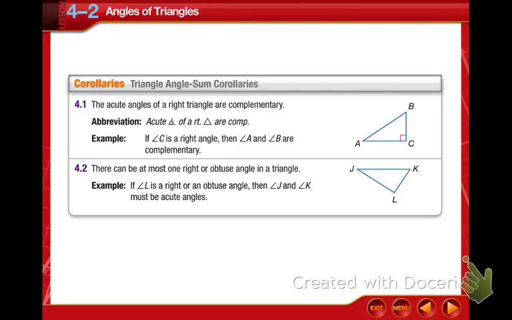The second one: there can be at most one right or obtuse angle in a triangle. Again, we know the sum of all the angles needs to be 180. If one of them is 90, there's only 90 left over for the other 2, so they have to be less than 90. Same with obtuse, because if one of the angles is, say, 103, that means there's 77 degrees left between the other 2 angles. Neither one of them is going to make it over 90, so they can't have another obtuse or another right angle at all. That's what I mean by them being common sense.